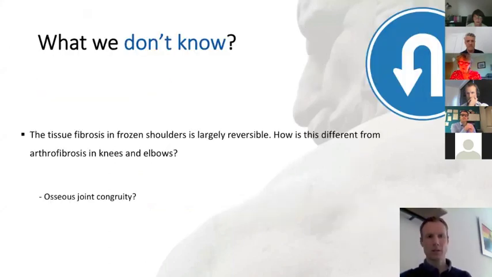Then one more interesting question. How is frozen shoulder different from arthrofibrosis in knees and elbows? Because the process of tissue fibrosis is actually the same. But in frozen shoulders, it seems to be largely reversible. I don't know, but might it be related to the osseous congruity of the joint? Because a shoulder has a very wide, remarkable range of motion, and the stability depends largely on the capsular tissue compared to knees and elbows. Is it that the fibroblasts in shoulders have a harder job to balance between stiffness and too loose compared to in elbows and knees?